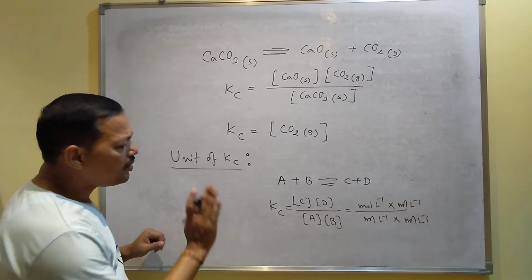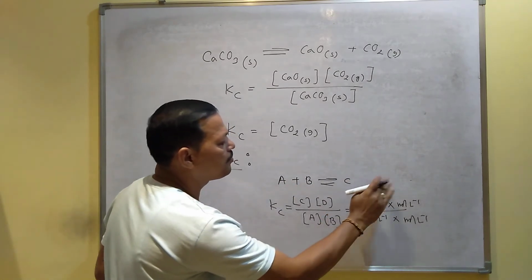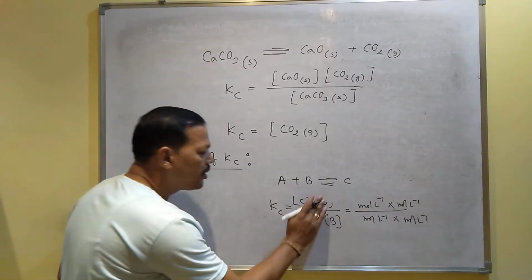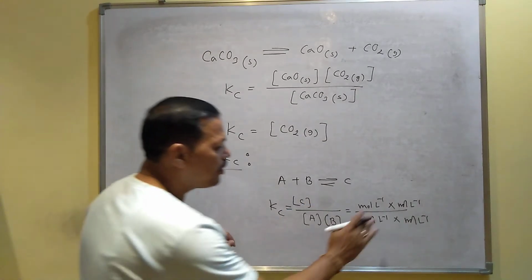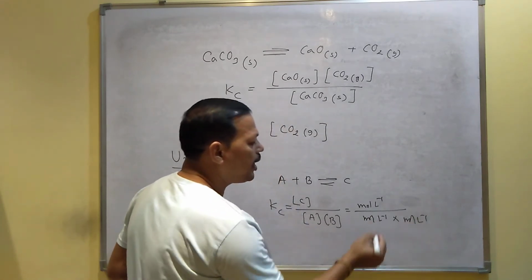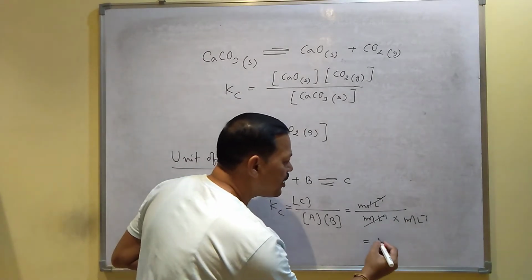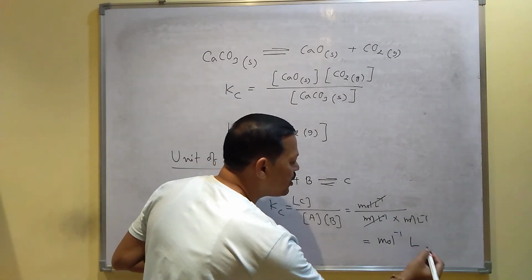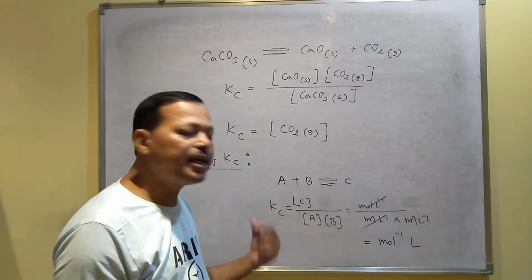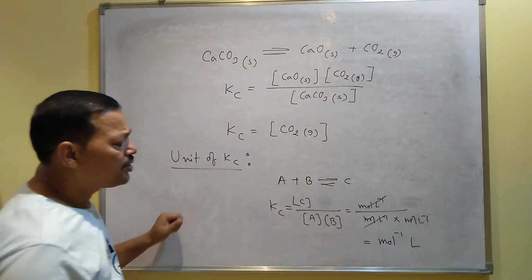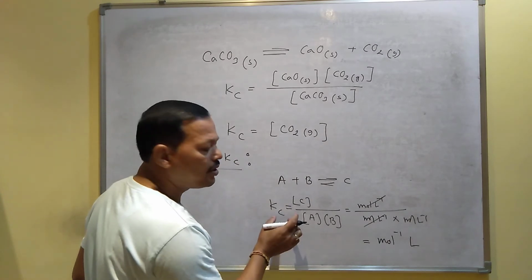But if the reaction is given like this, A plus B gives only C, only one product, then you will get the concentration of C divided by the concentration of A into B, so you will get only one mole per liter in the numerator. Ultimately this mole per liter cancels, and one will remain in the denominator. That means the resultant unit will be mole inverse liter. So for this reaction you will get a resultant unit of Kc. That is why, depending on the number of moles of product and reactant, you will get the unit of Kc.